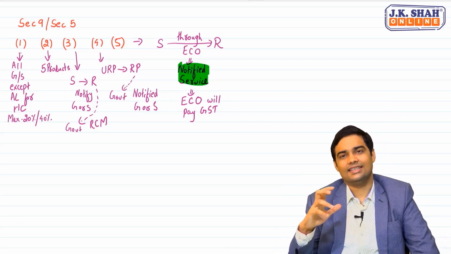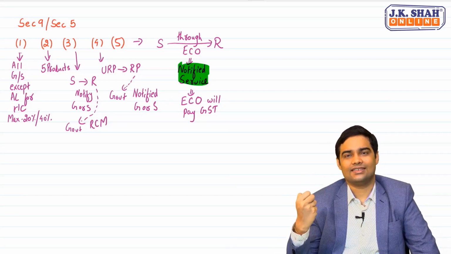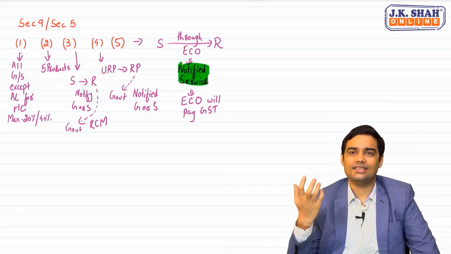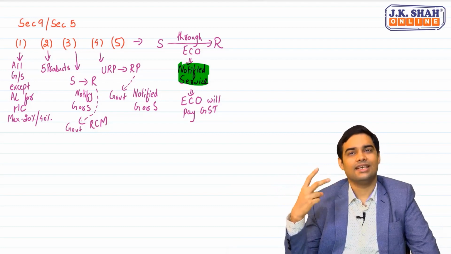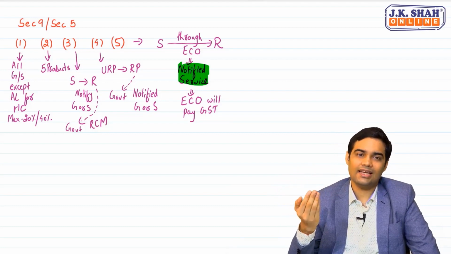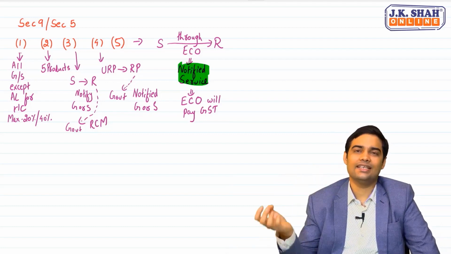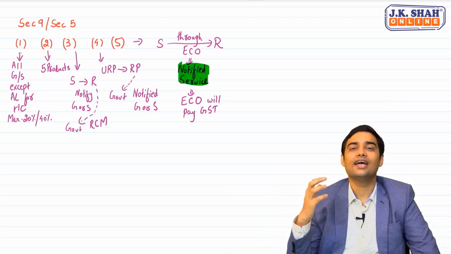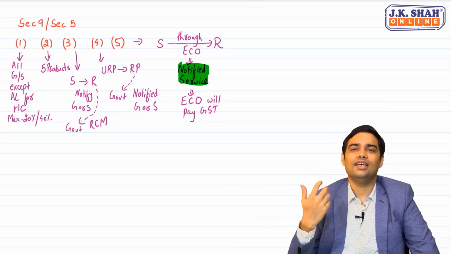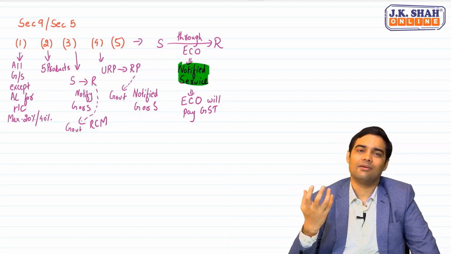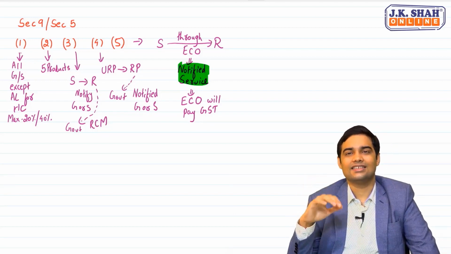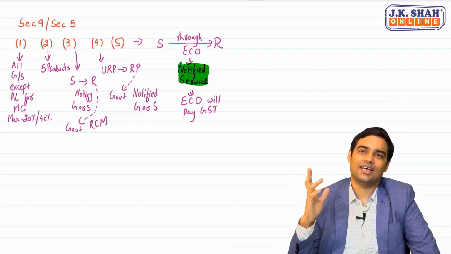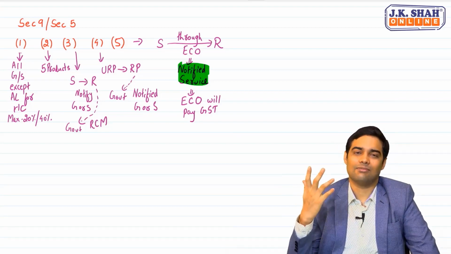So, if you see, there are three forms of taxation. One, forward charge, where the supplier collects the tax and pays it to government. Second, reverse charge mechanism, where the recipient is liable to pay tax to government. And the third one is e-commerce operator being made liable under subsection 5. In such cases, e-commerce operator would discharge GST as if he is the supplier.